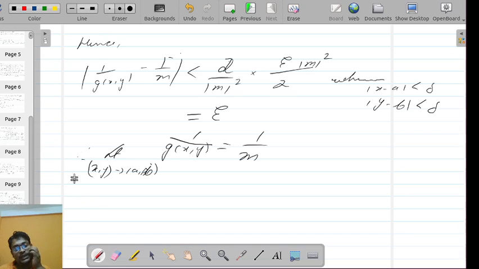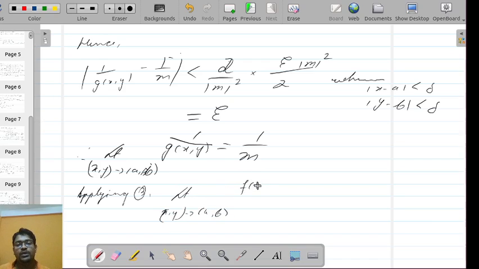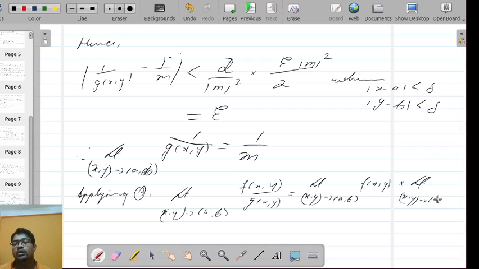Okay, then we can apply the third one. Applying the third result, what we have, limit of xy tends to ab of f of xy by g of xy. Okay, this can be written as limit xy tends to AB of f of xy multiplied with limit xy tends to AB of 1 by g of xy. Okay, and then this can be written as L divided by m.